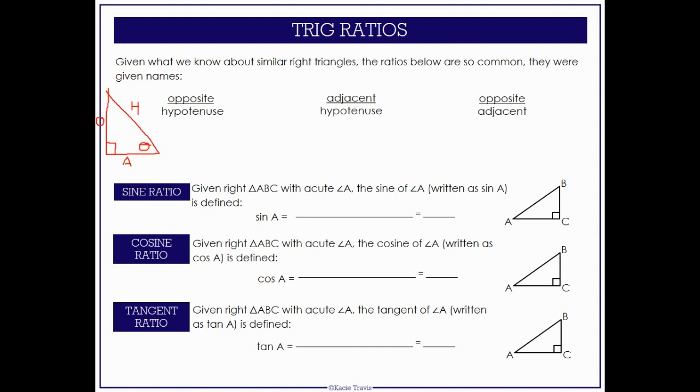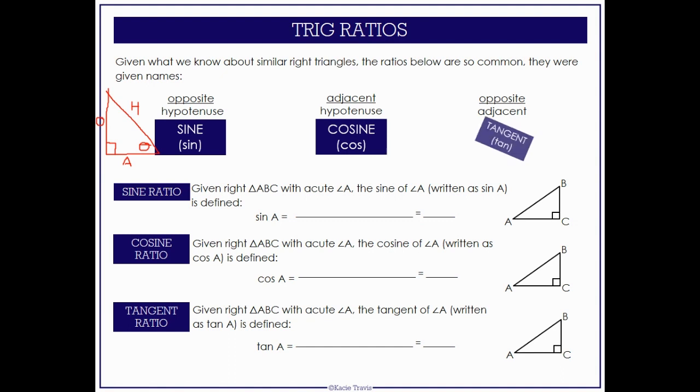First, we have the opposite over hypotenuse ratio, or what we call sine. Next, we have the adjacent over the hypotenuse ratio, aka cosine. Finally, we have the opposite over adjacent ratio, which we call tangent. With these ratios in mind, let's flesh it out some more with this right triangle ABC.